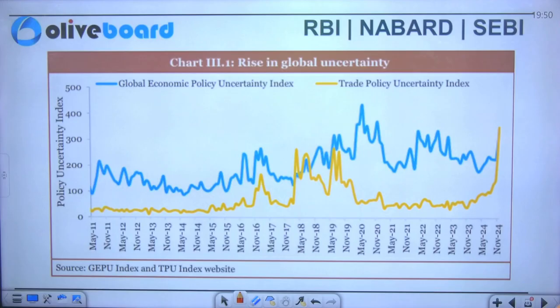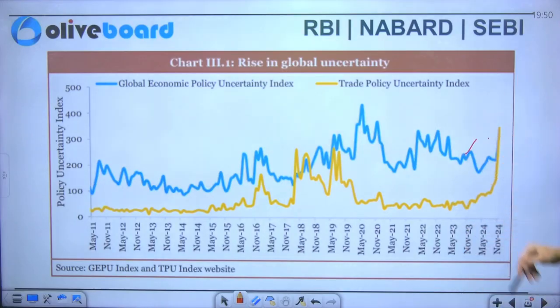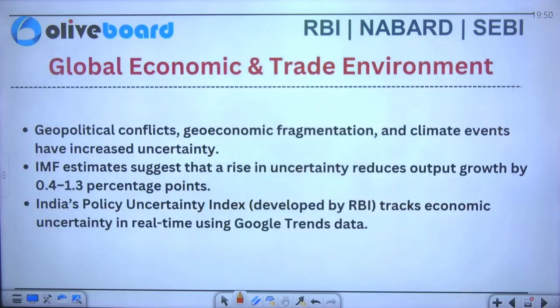It is showing you the global economic policy uncertainty index, that is blue, and similarly you can see the trade policy uncertainty index here. So we can see the number where it is lying. Okay. Next, we'll talk about the global economic and trade environment.